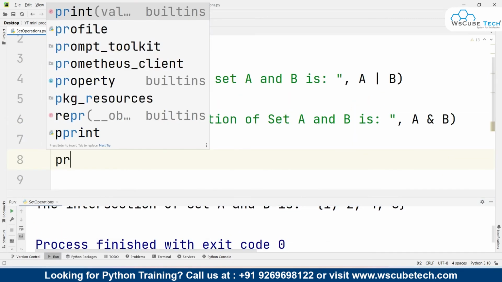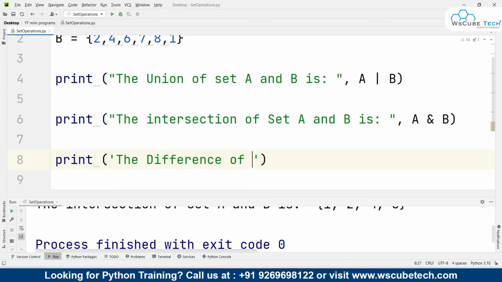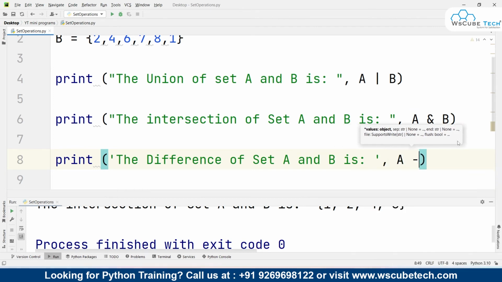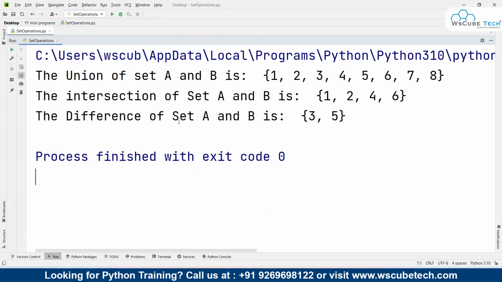Similarly, if I write print, the difference of set A and B is, difference over here means that all the elements of set A will appear and not a single element of B will appear. It is denoted by A hyphen B, and as soon as I run it, I'll get the output. The difference of set A and set B is 3 and 5. That means 3 and 5 are the only elements which are there in set A but not in set B.